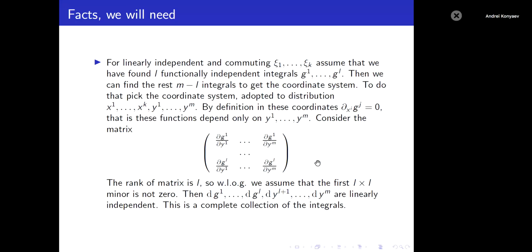Because if you have the minor K times K, the first one, it means that the collection of differentials is independent. Okay, so we can always extend the existing collection of integrals up to the complete collection of integrals. So that's what we will do. Okay, now we're ready to proceed. This was some insight concerning the coordinates.